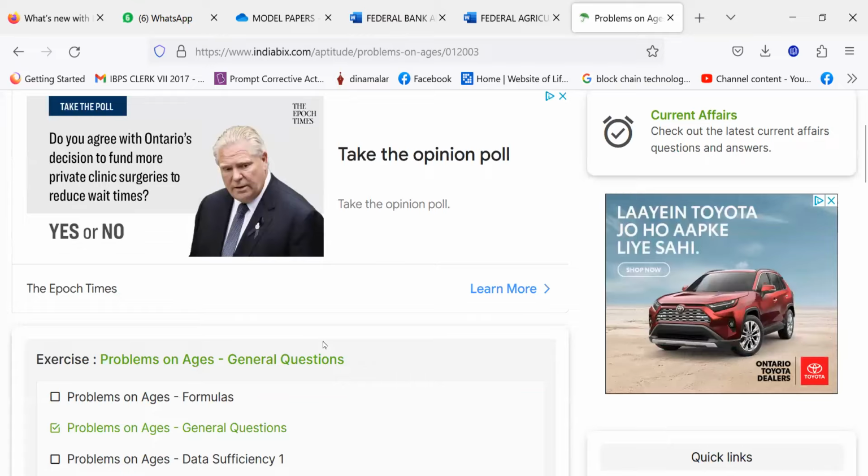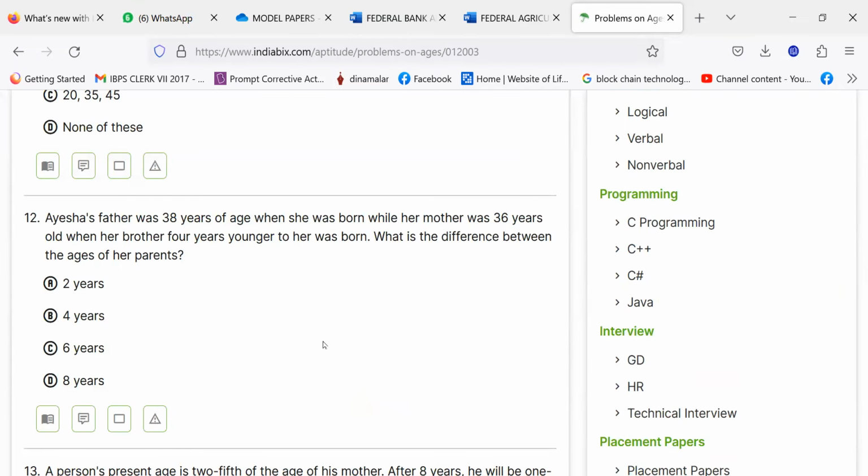Because this age problem certainly will be appearing in the question paper. Please do this next age problem number 12. Problem number 12. Please do 12. Sorry, yes. Option C is the answer. Option C.